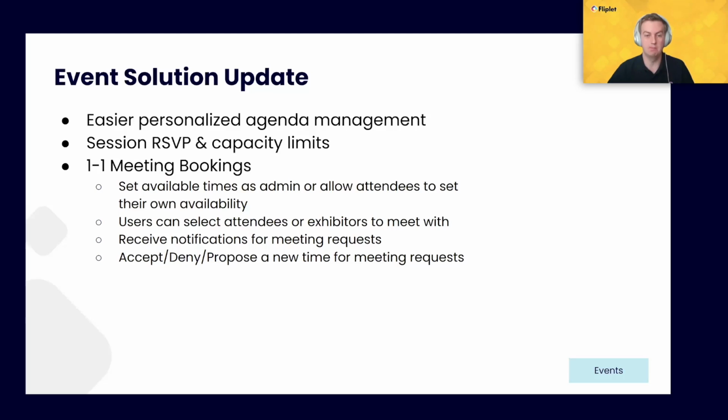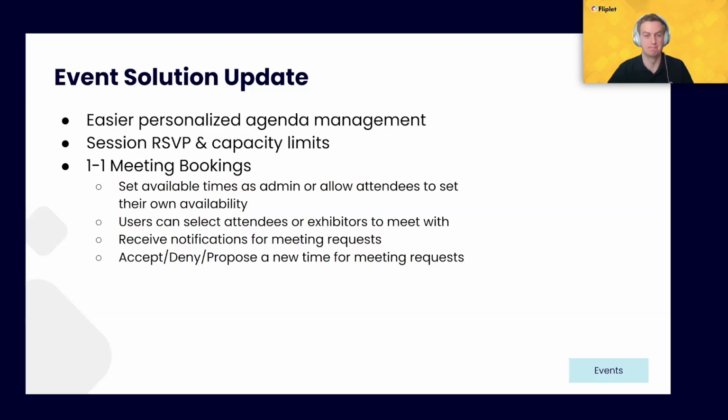So the admins can set a global networking time when everyone's going to meet, or they can allow attendees to set their own availability. You'll then be able to go in and look through the attendees, select who you want to meet with. You can also meet with exhibitors. If you send out a meeting request, they'll get a notification, and they can accept, deny, or edit it, and you'll get a notification back. So you can both know that you're going to meet at a certain time.